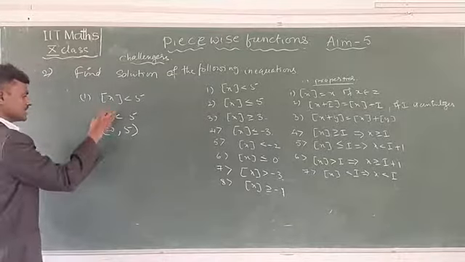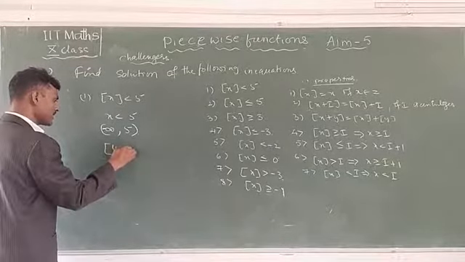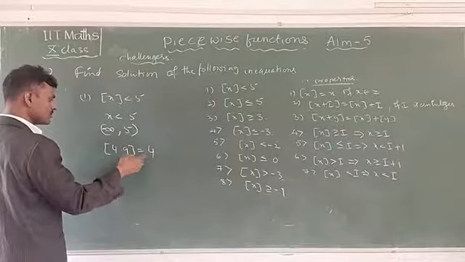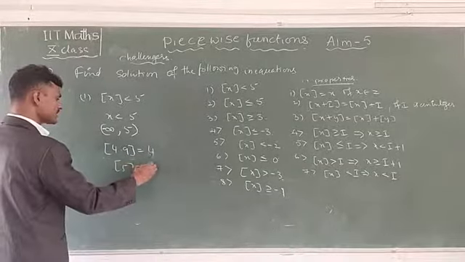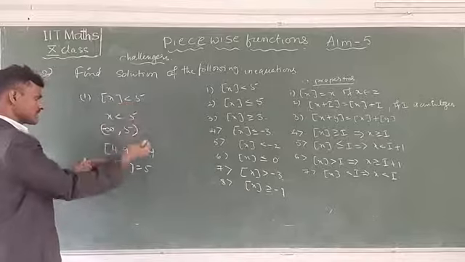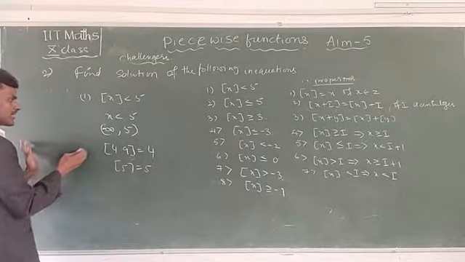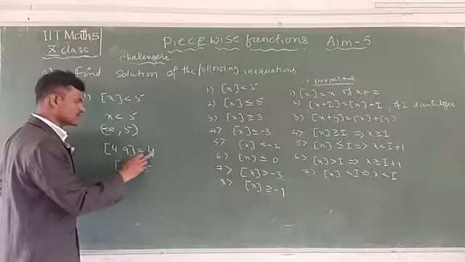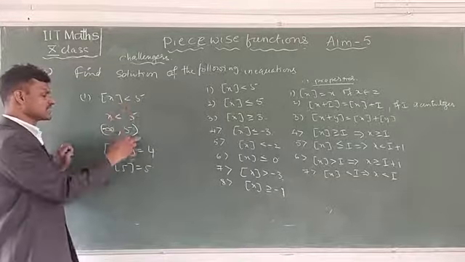How do we know that? Floor of 4.9, how will you write it? 4 only. Up to 4.9, also 4. Floor of 5 is 5, but here it is only less than, as given. Below 5 you can take any number, up to 4.9. Up to 4.9 also its value is 4. This is the greatest integer function.